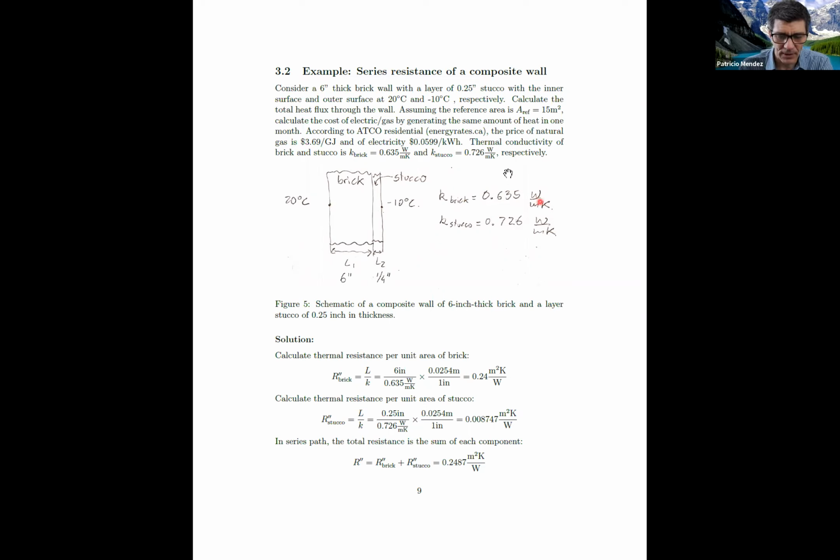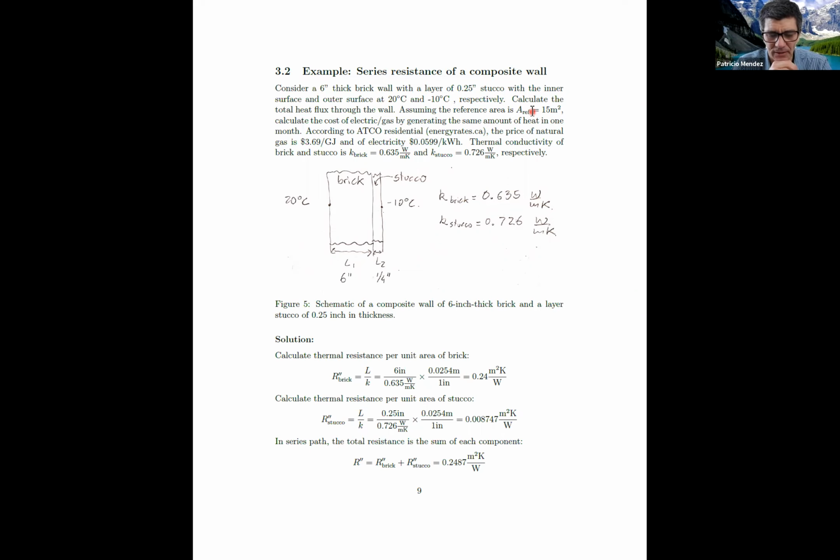I have the thermal conductivity of brick and stucco here. And let's say that this wall has a surface area of 15 square meters, right? That would be the cross-sectional area for heat conduction. It's not one side plus the other side. It's just the area through which the heat is conducted, 15 square meters.